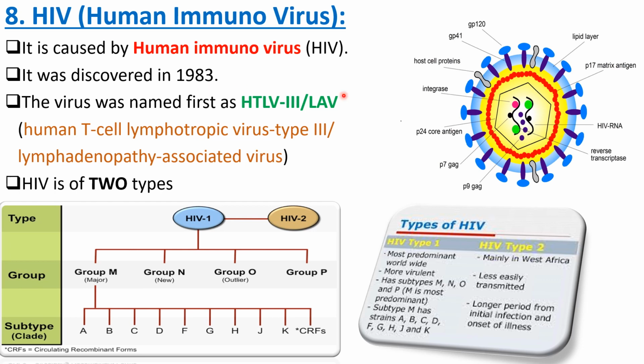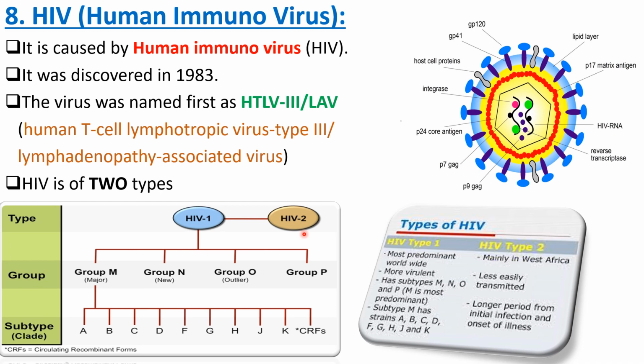The earlier name of human immunodeficiency virus was HTLV-3 LAV, which stands for Human T-cell lymphotropic virus type 3 lymphadenopathy associated virus. Later on, this name was changed to human immunodeficiency virus. This virus mainly targets the immune system of the person, and for that reason the name was given. There are two types of HIV viruses. One is HIV-1, another one is HIV-2.